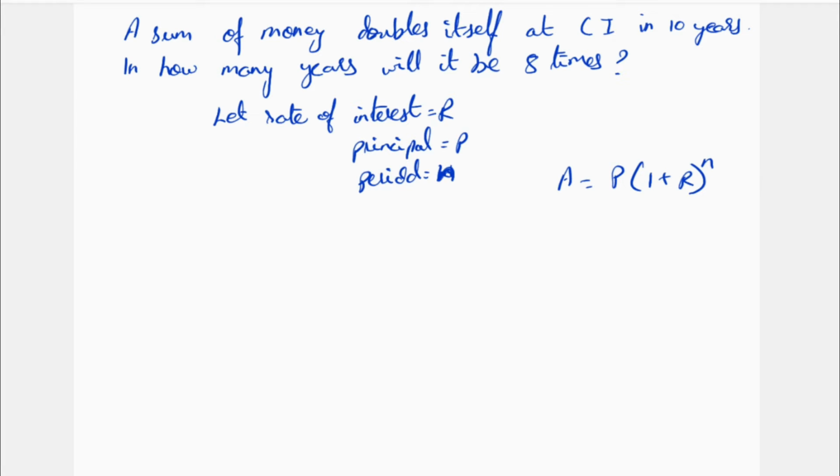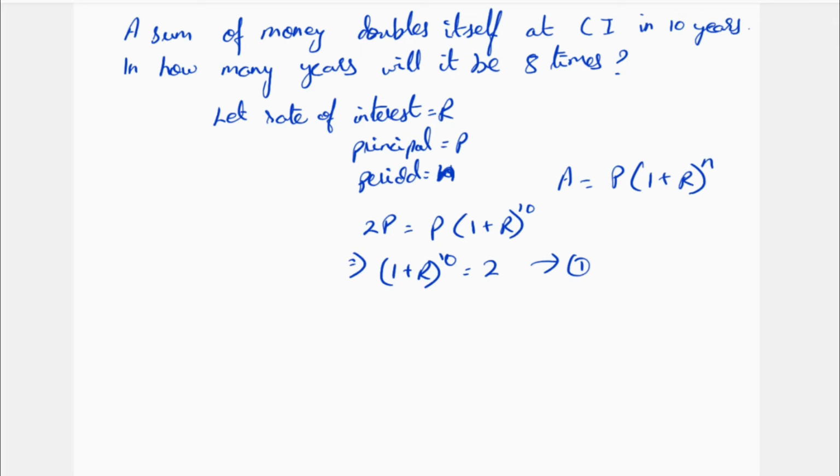Now, it is given that in the first scenario, the money doubles itself in 10 years. So, amount is equal to twice the principal. 2P equals principal multiplied by (1 plus r) the whole power 10. When the period is 10 years at a certain rate, the amount is doubling itself. This means that (1 plus r) the whole power 10 is going to be 2, since 2P divided by P is 2. This is my first observation over here.